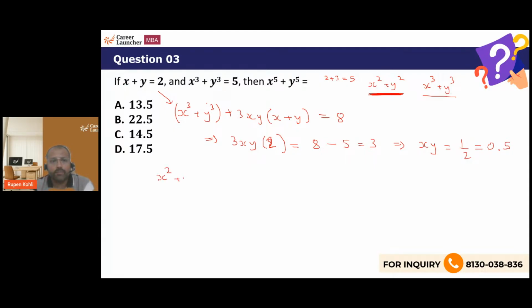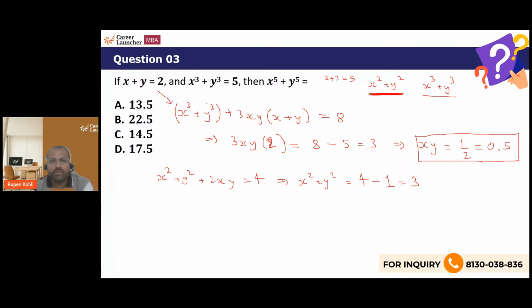So x square plus y square, this one, plus 2xy equals 4, right? And now, I was saying this x into y, what was its use? Now it will be used over here. So 2xy becomes 1 from here. So using that, I can say that x squared plus y squared is 4 minus 1, which is 3.